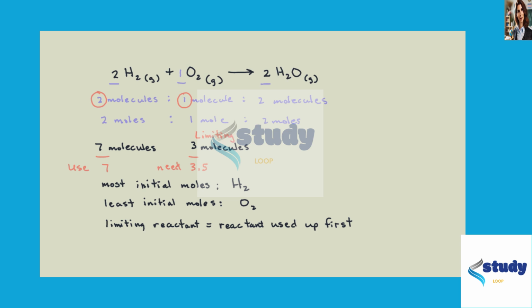We could look at it the other way around. We could say, hey, if we use 3 of these, how many hydrogen would we need? Well, we would need 6, and we have 7, so we have more than that. So that confirms that the hydrogen is excess, while the oxygen is limiting. All right, so oxygen is limiting in this question.